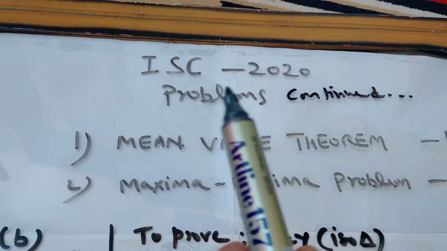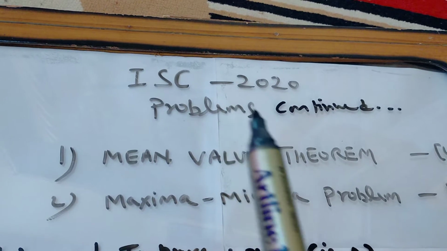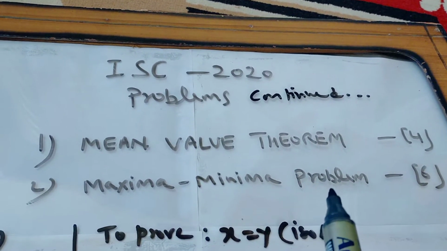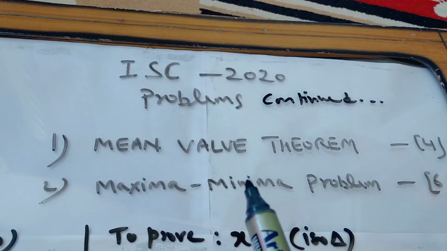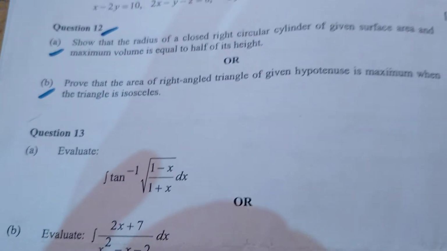Yesterday we have done the ISC 2020 problems. So today we are going to continue this topic. And yesterday we left here with a maxima and minima problem. We solved it. Now we will do another question of maxima and minima from 2020. That is the B part. So look at this.